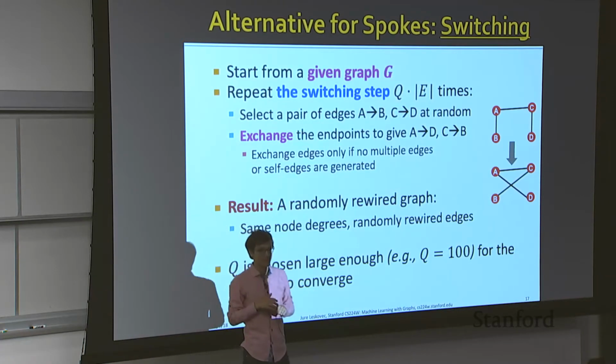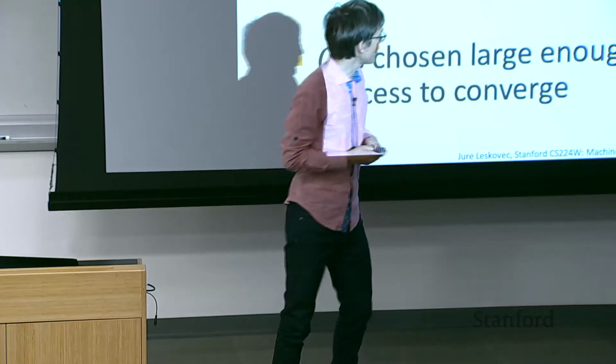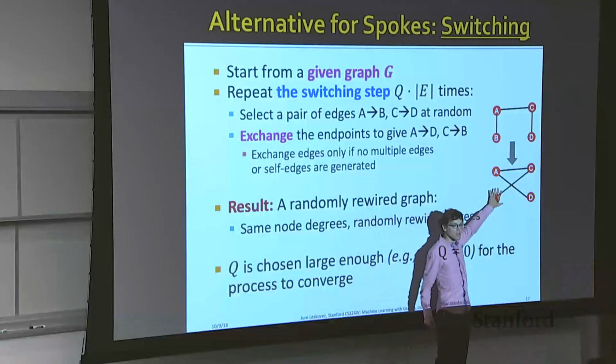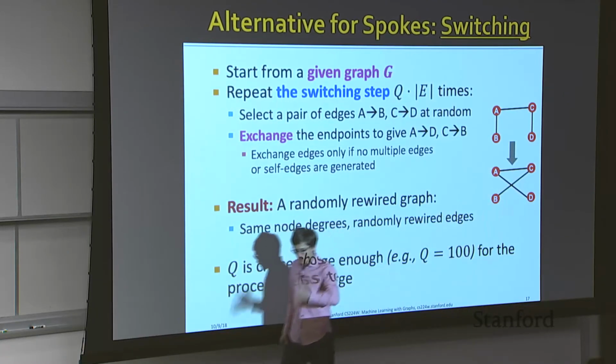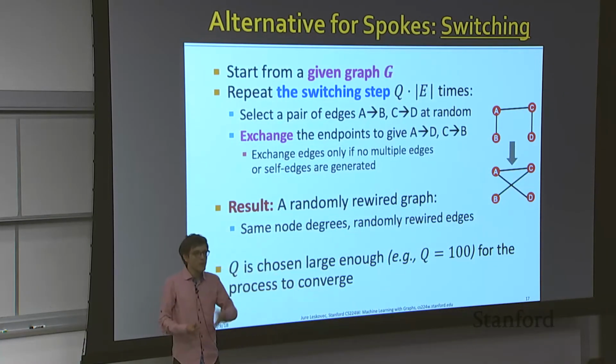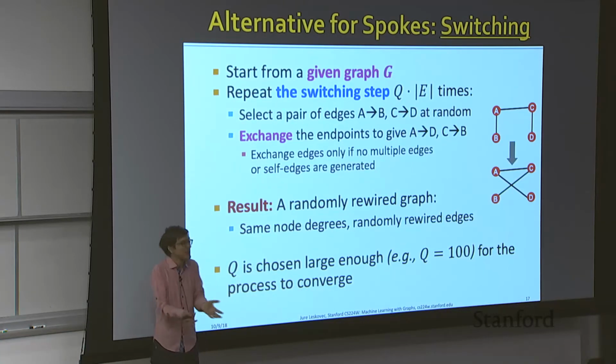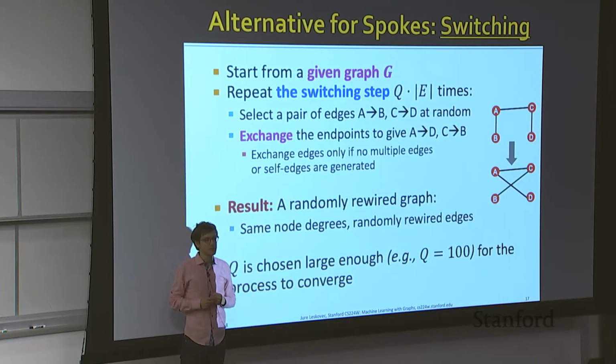Yes? Does it converge on one particular graph, or does it just keep cycling through random graphs? So if you run this for a long time, you can show that this thing will converge. So if you stop it at some random time, you will get a random graph from the family of graphs with a given degree sequence.